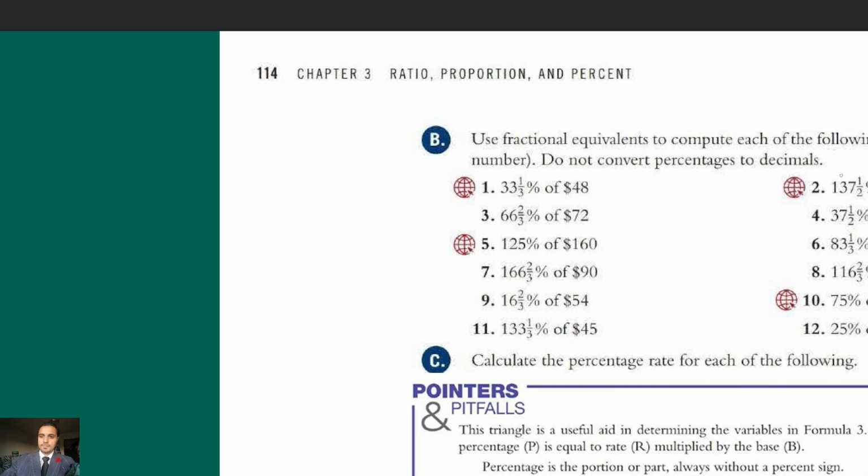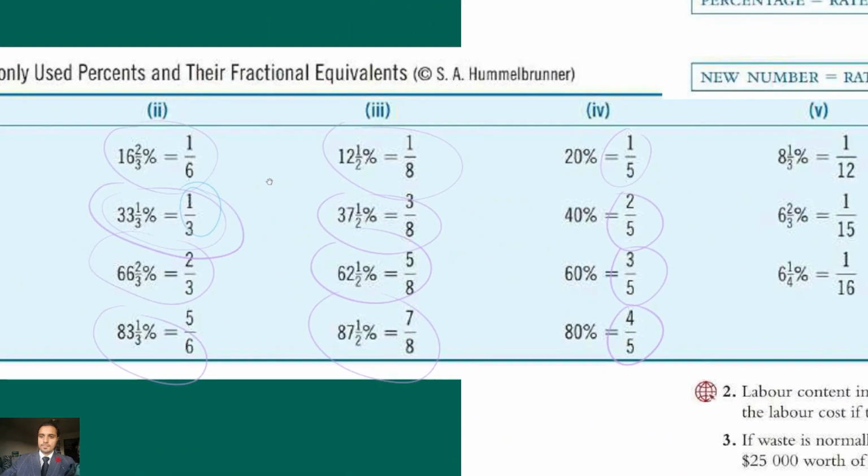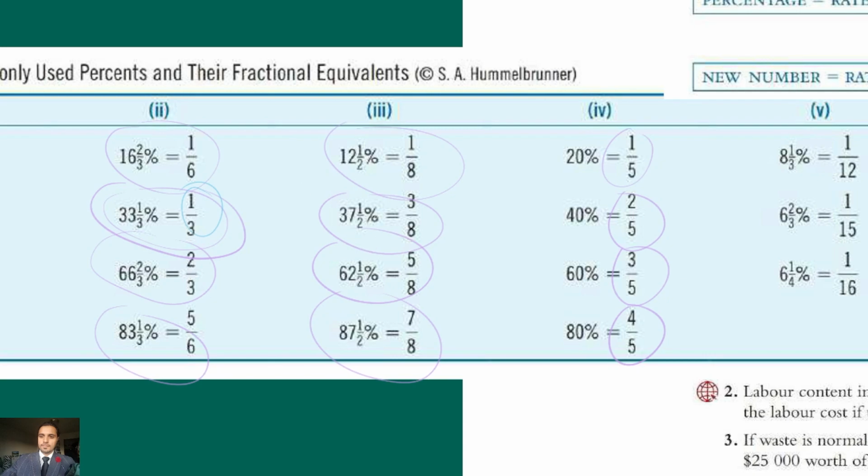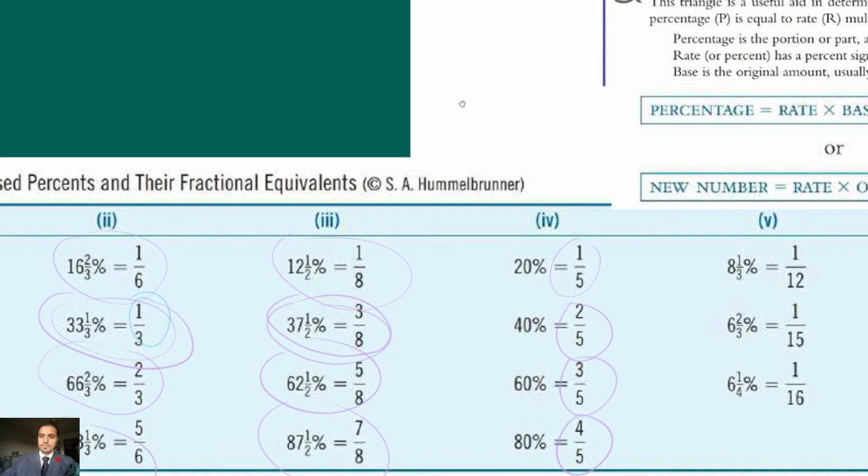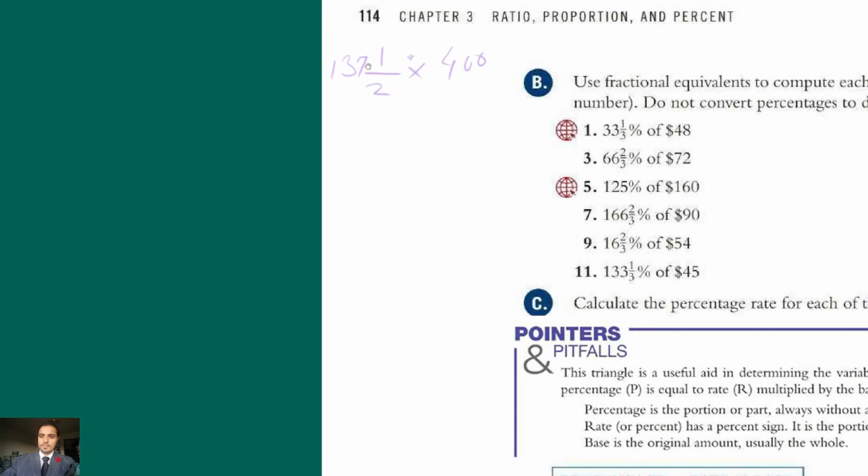Let's look at this one here. 137 1/2% of 400. Again, we're going to look for 137 1/2. Do we have 137 1/2? No. But we have 37 1/2. So 37 1/2% is 3/8. And 1 can be written as this.